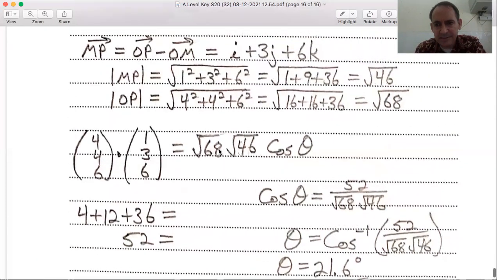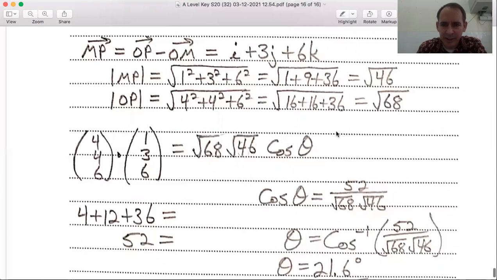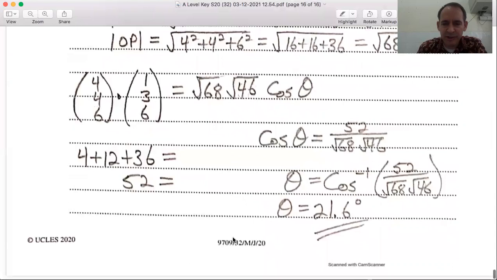The right-hand side, we put in these radicals, 68 and 46. We're solving for cosine theta. So we take inverse cosine of 52 divided by root 46 and root 68. And that angle comes out to 21.6 degrees.